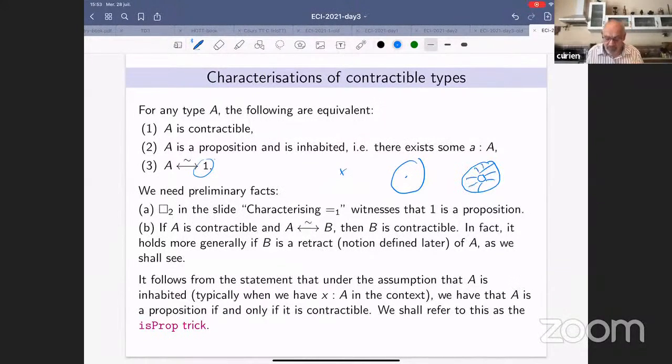The torus is not. You cannot contract it. You have a hole in the middle. You certainly cannot contract it to a point. And there are many other examples, of course. Good.